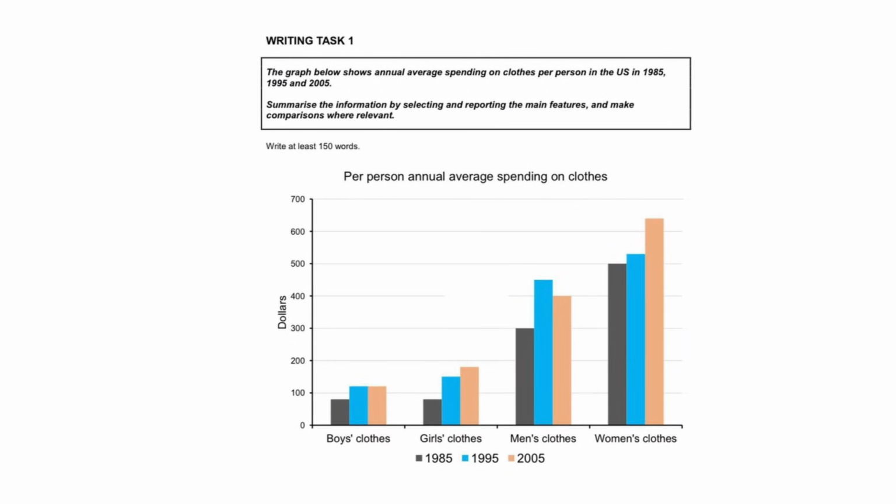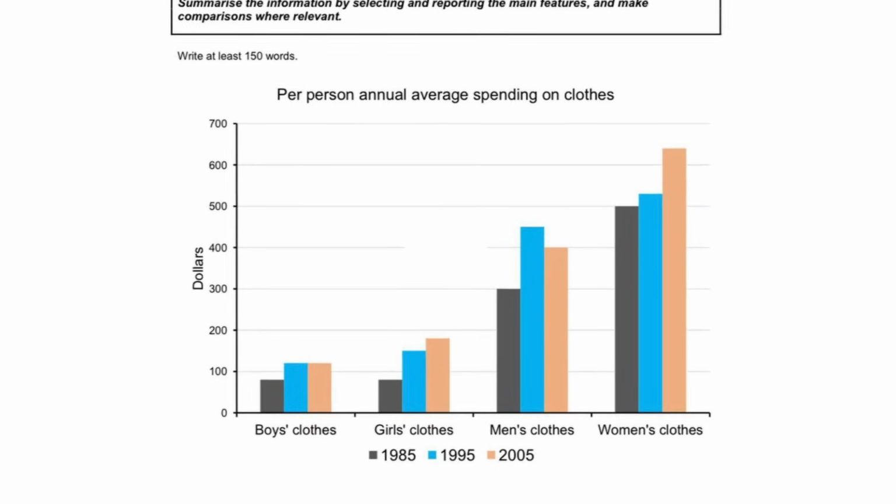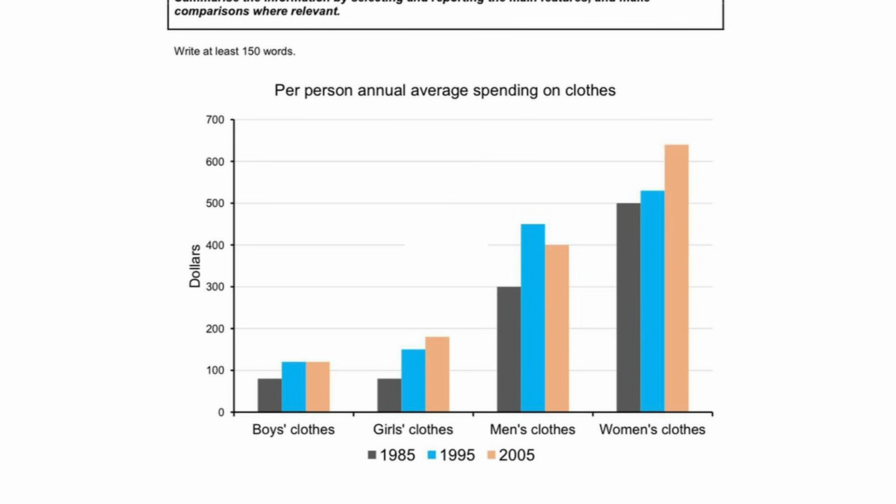As you can see in the bar chart here, it is about four categories we have: boys' clothes, girls' clothes, men's clothes, and women's clothes in three separate years: 1985, 1995, and 2005. So when there are different dates, the bar chart or our graph is mainly a trend graph or trend chart because it shows different percentages in different years. And so we are going to talk about increase and decrease here in this chart.